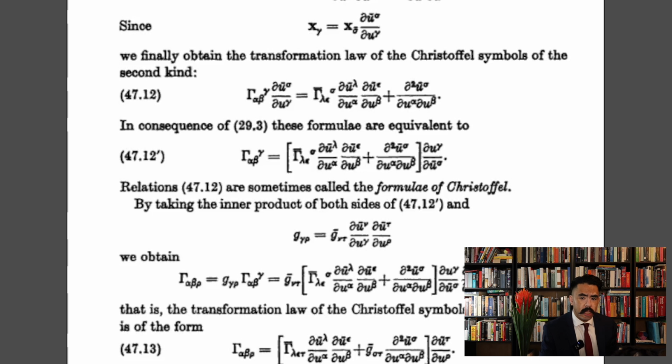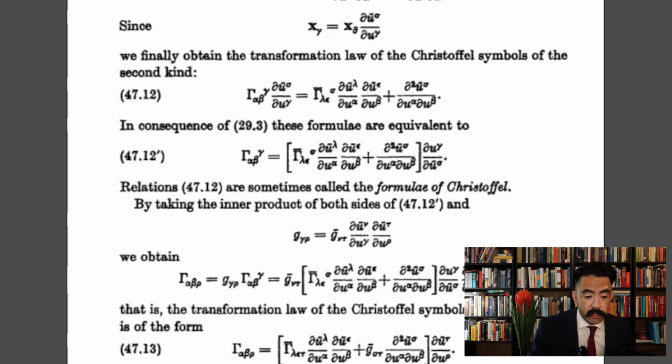In consequence of the Kronecker delta notation for doing changes of variables by multiplying different partial derivatives with each other, these formulae are equivalent to Γ^γ_{αβ} equals the quantity Γ̄^σ_{λε} ∂ū^λ/∂u^α ∂ū^ε/∂u^β plus ∂²ū^σ/∂u^α∂u^β, closed quantity, times ∂u^γ/∂ū^σ. These two previous relations are sometimes called the formulae of Christoffel.